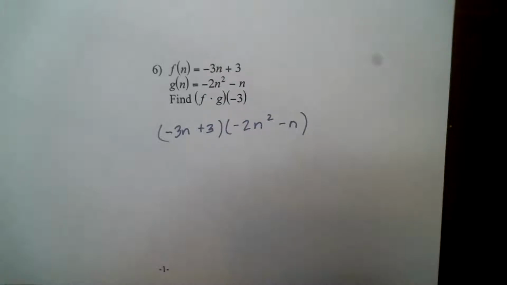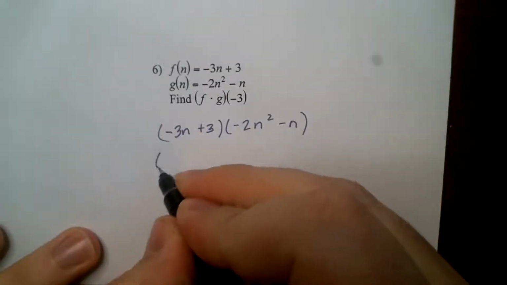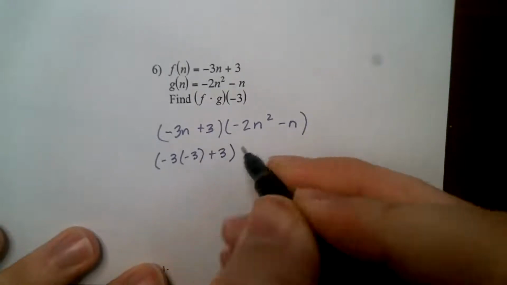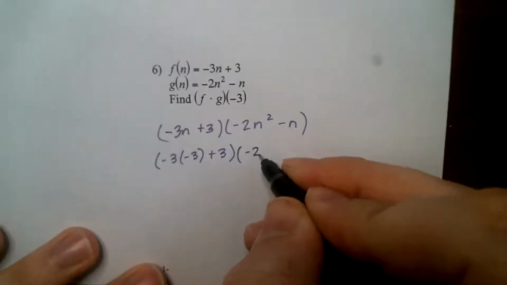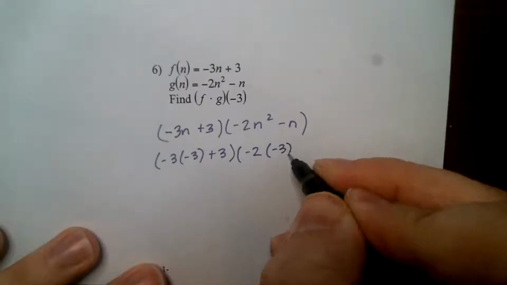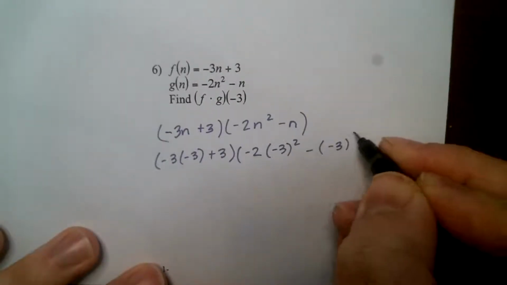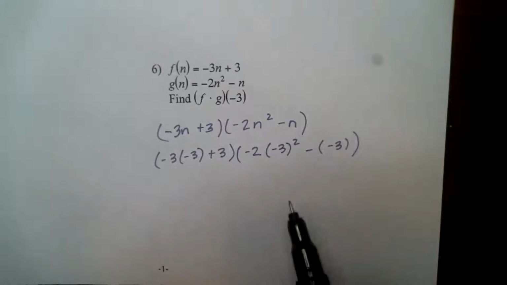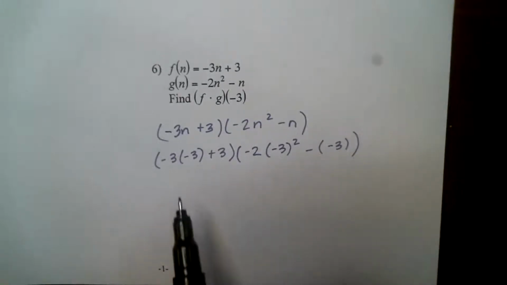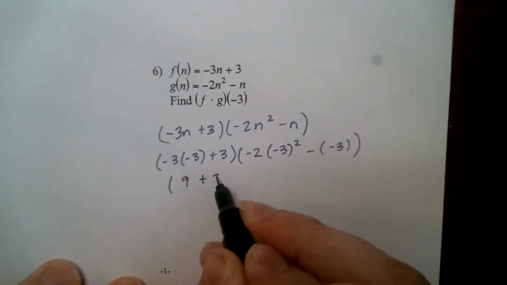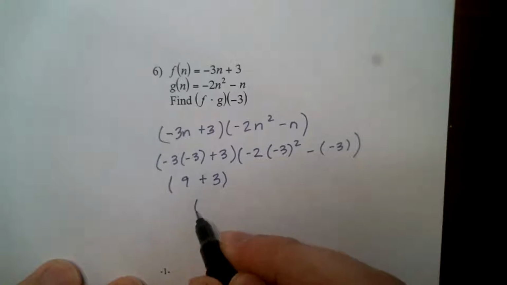Okay, Bernice says plug in. So let's plug it in because that's what Bernice said. -3 times -3 plus 3, -2 times -3 squared minus a -3. So you got to make sure you plug it in correctly, okay? So -3 times -3 would be positive 9 plus 3. We know that's going to take us to 12.